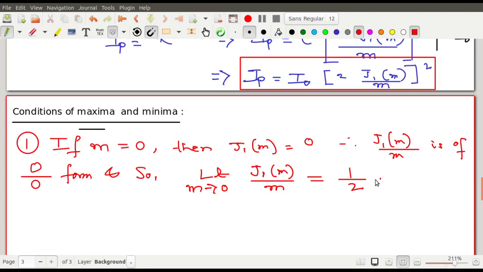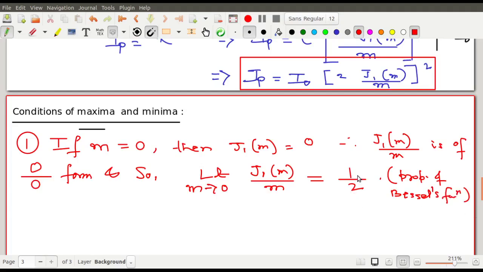Again, don't ask me how, because you don't know what is J1(m). You don't know what is inside J1(m), so what will you ask? You will not understand. But the limiting value of this one is half. So the limit as m tends to 0 of J1(m) by m equals half. This is the property of the Bessel function.